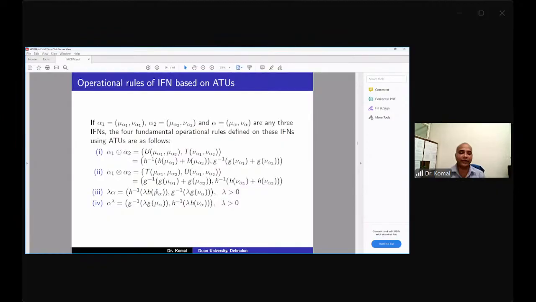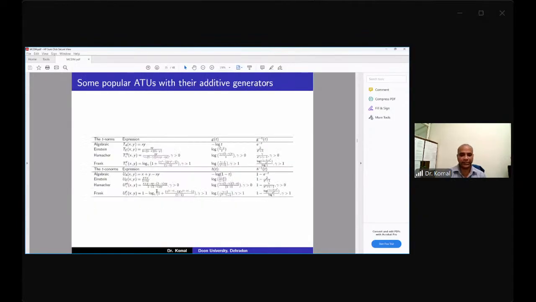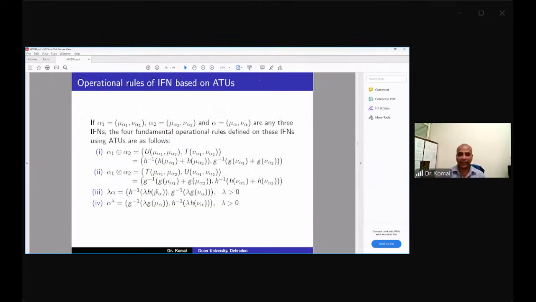Suppose alpha is a scalar quantity which is multiplied by this alpha, then we are getting this expression. And the last one is the scalar power, alpha to the power lambda. Then again we can use this expression. So these are the four essential arithmetic operations which will be used to generate the arithmetic operations. Now based on your additive generators, if you want to generate algebraic operations, you have to use their generators, and then you can have the algebraic operations.